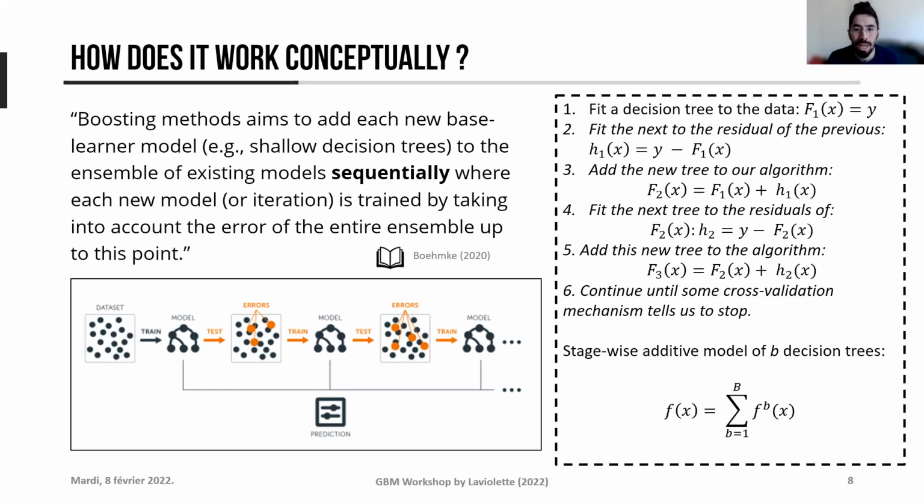We fit the first decision tree, we fit the next decision tree to the residual of all the previous decision trees, and then we add the new tree to our algorithm, and we fit this new tree to the residual of everything we had up to this point, and so on. So it's called boosting. It's a stage-wise additive model of a certain number of decision trees. It could be other weak learner models, but today we'll focus on decision trees. So that's how it works conceptually. If you want to see more of the mathematics behind this, you can read Friedman's paper. I have the references at the end.